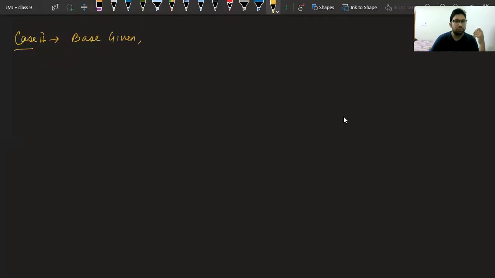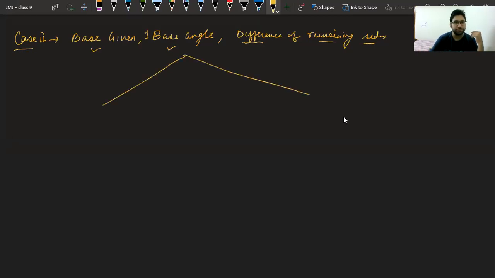Don't worry. So the base is given to you, and one base angle is given to you. And the third thing is the difference of the remaining sides. This is the case. Now everything is fine, the base is fine, but this difference of remaining sides gives me two things. Either one side will be larger or the second will be larger. Let us see case one, or you can say sub case one.